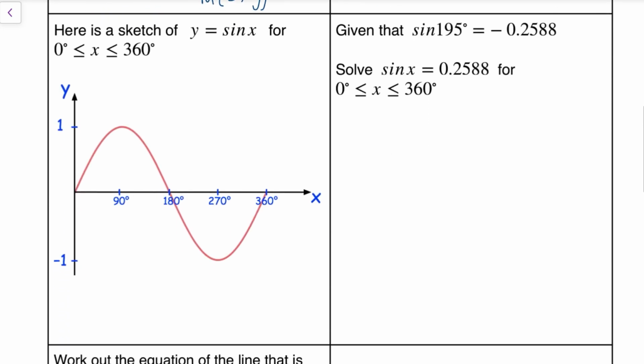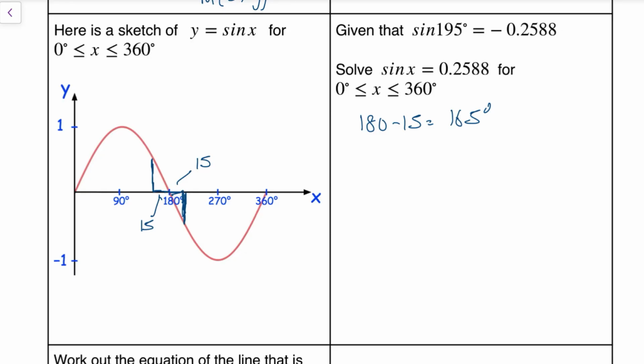Next question. Here's a sketch of sin x, given that sin 195 equals this. This is a question that relies on understanding the symmetry of the curve. So 195 is here, which is 15 away from 180. I want to know, by the symmetry, where sin x is equal to the positive of that number. In other words, that's going to be by symmetry here. If that's 15, this is also 15, so it's going to be 180 minus 15, which is 165 degrees.